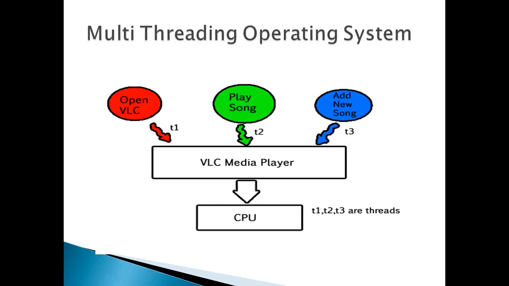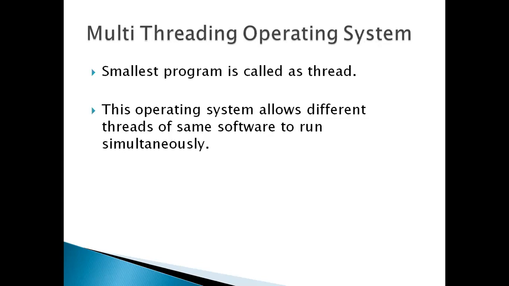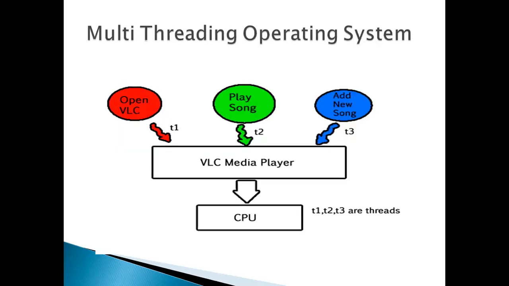Okay, can you see this diagram? This diagram is of a VLC media player. VLC media player is only one software on which you are listening to music, and from this one software there are different threads. What do you mean by threads? Just read this definition. Smallest program is called a thread. Smallest program of the same software.